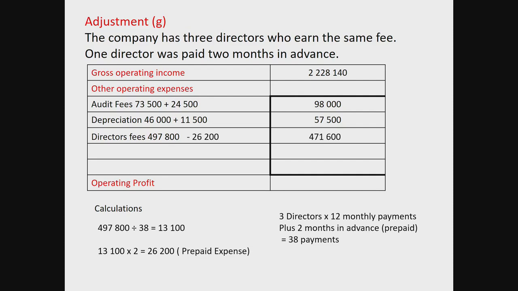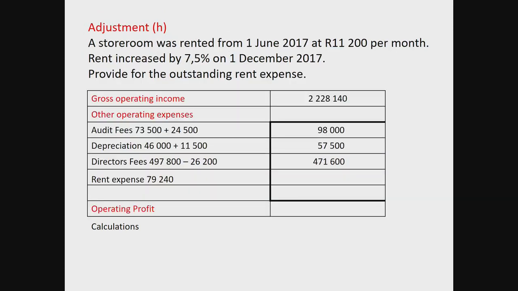I think then we can move on to the next adjustment, which will be adjustment H. So once again, what you're seeing in front of you is all the previous adjustments, and your income statement should now have been updated with those figures already. Okay, so it's again the operating income that we were busy with on the previous one. Then we did the adjustment for audit fees, we did the adjustment for depreciation, and we did the adjustment for your director's fees. Okay, so your income statement is updated.